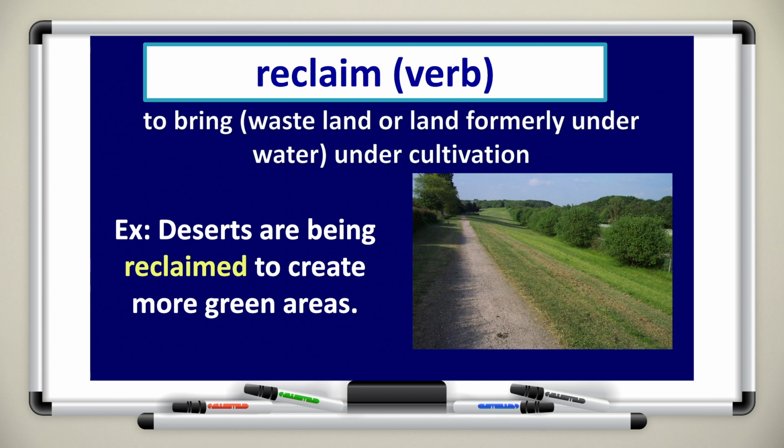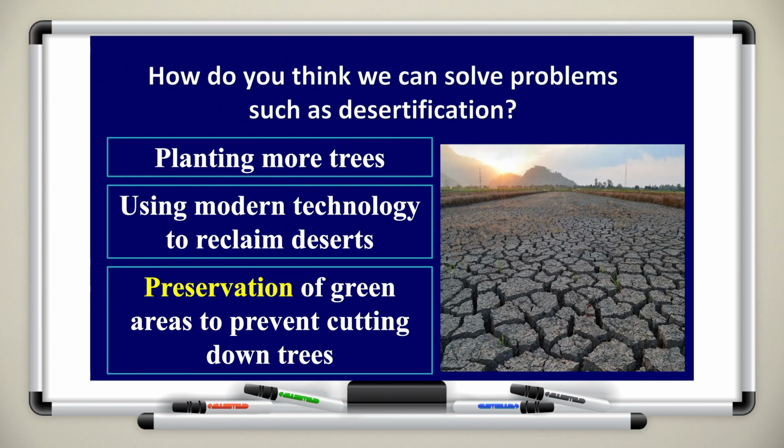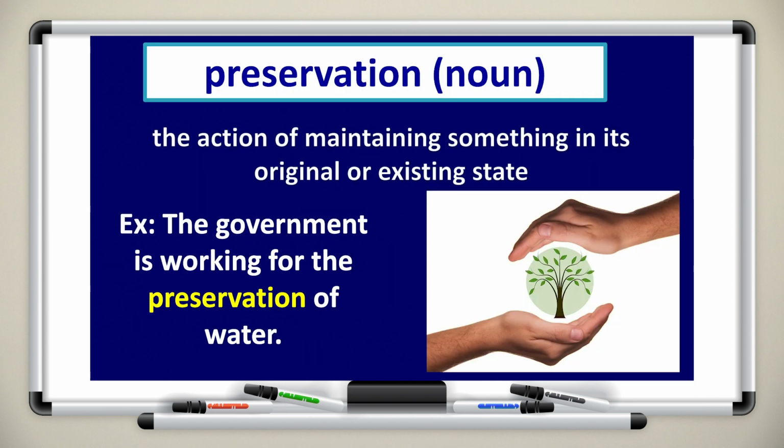Can you think of one more thing that we can do? Preservation of green areas to prevent cutting down trees. Preservation means the action of maintaining something in its original or existing state, to maintain something. For example, the government is working for the preservation of water, keeping it safe.